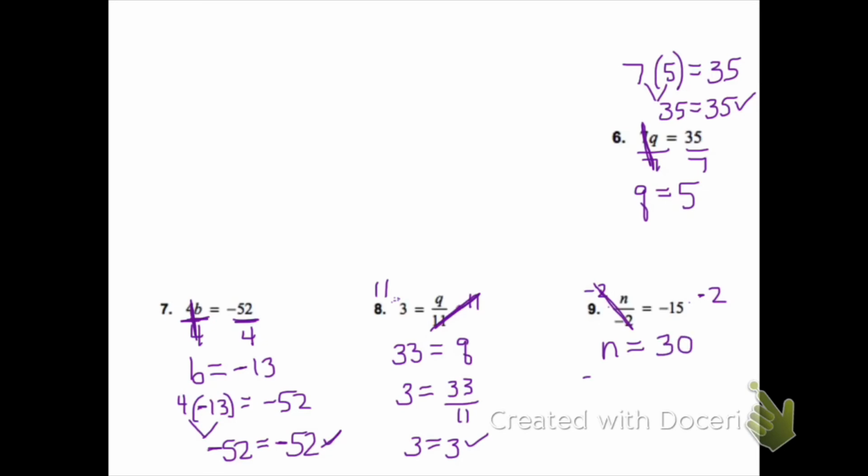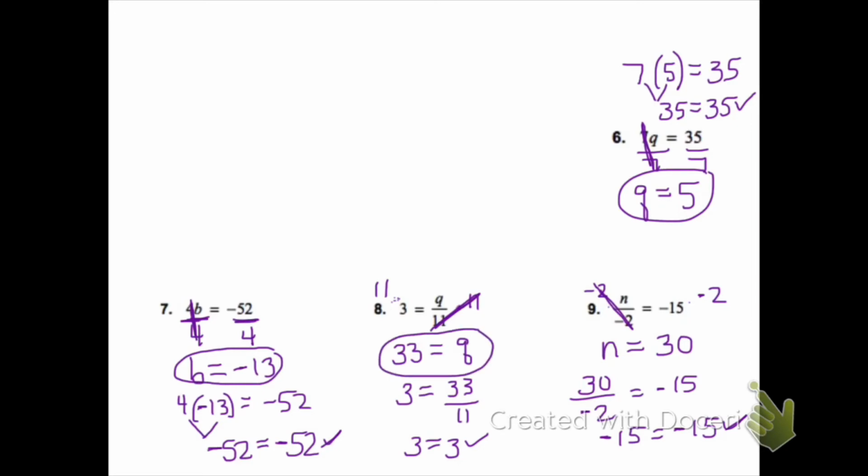So let's try it. Is positive 30 divided by a negative 2 equal to negative 15? And hopefully it's making a lot of sense that it is, right? Because when the signs are unlike, the answer will always be negative when you're doing multiplication and division. So we've checked it out and it works. Okay, so we've got our answers here. I'll circle those so that they're obvious.